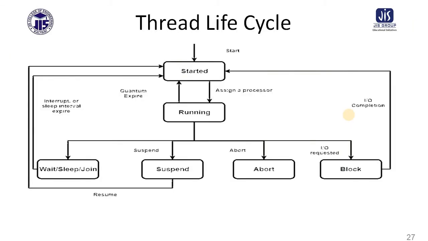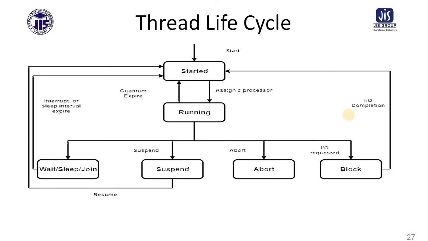Next is the thread life cycle. Just like the process life cycle, in the process life cycle we have seen that the first step of a process is new. Then from the new state, it goes to the ready state. From ready, it goes to running. From running, it goes to waiting. And after completion of the task, it goes to the terminated or dead state.